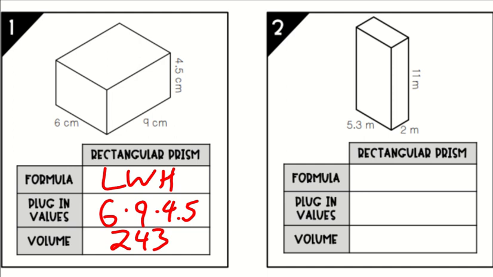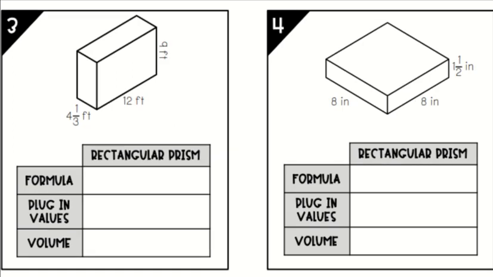Who's got an answer for number 2? Sydney? 116.6. There's a decent chance you're going to have decimals for your answer, okay? Just like if you have fractions, there's a chance you're going to have fractions for an answer also. Jeremiah, you got number 3? 468 is correct. And number 4, Ford? 96.